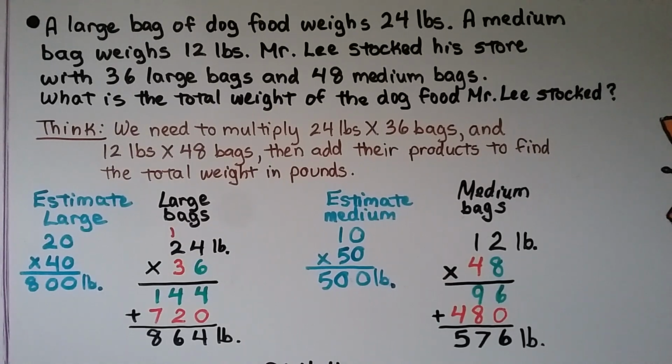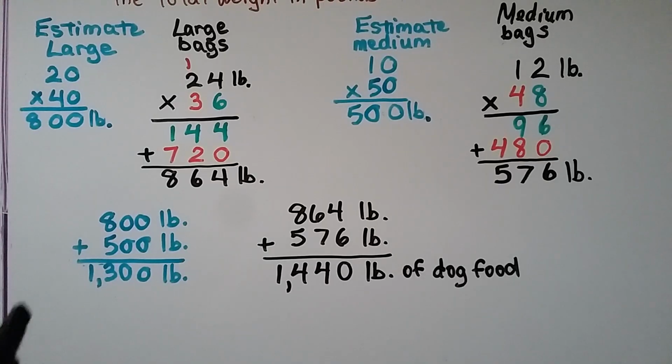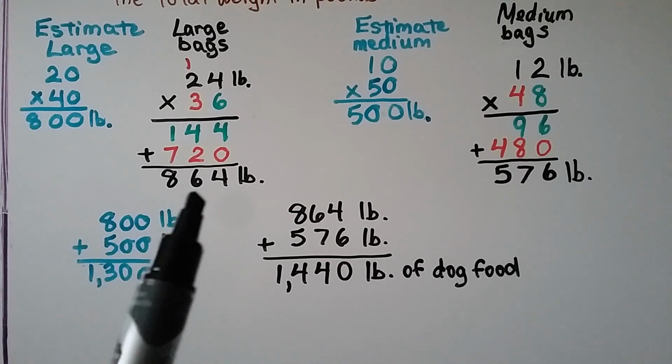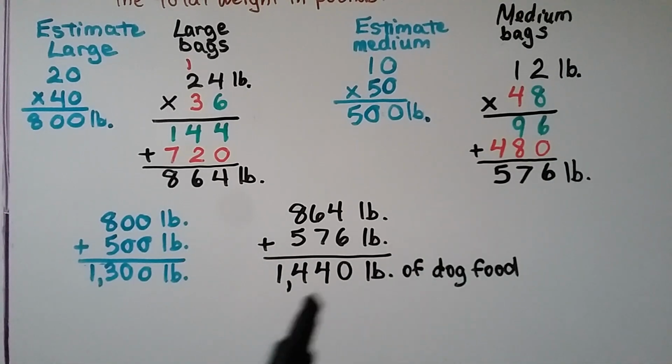Now what we do is add them together. Add our estimates of 800 plus 500 pounds, we get 1,300 pounds. We can add our product for our large bags to our medium bags, and we get 1,440 pounds of dog food that he stocked in his store in all those bags.